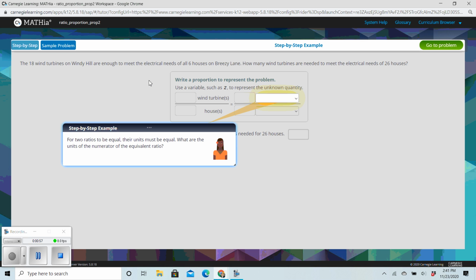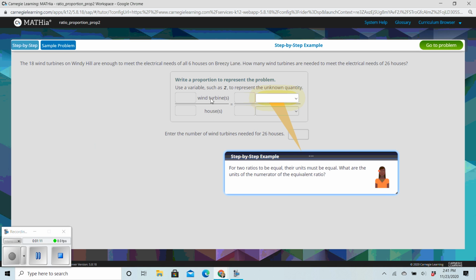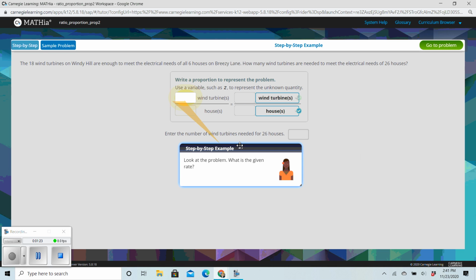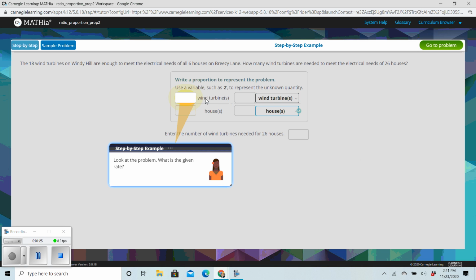The first thing we're going to do, it says for 2 ratios to be equal, their units must be equal. So what are the units of the numerator, or the number on the top of the equivalent ratio? Looking here, you'll see that wind turbines are on top and houses are on the bottom. So wind turbines needs to be on the top and houses will be on the bottom. Again, we're just matching what they gave us.